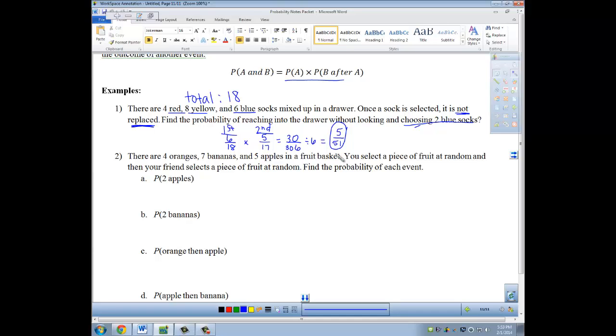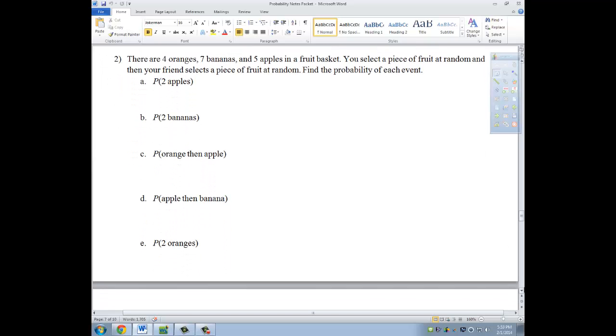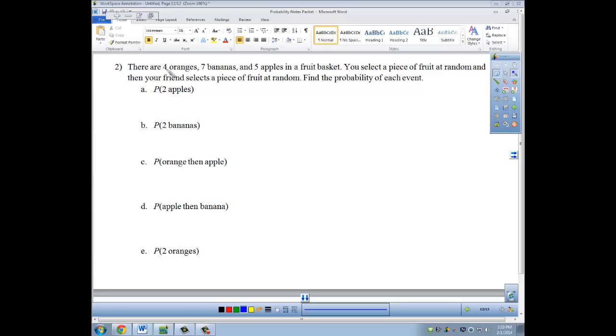Number 2 has a lot of different questions. I'm going to go ahead and scroll down so I can have them all on my page at once. It says there are 4 oranges, 7 bananas, 5 apples, and a fruit basket. So again, you have to figure out the total number of fruit, which in this case would be 16. 4 plus 7 plus 5 is 16. You select a piece of fruit at random, and then your friend selects a piece of fruit at random. Find the probability of each event.